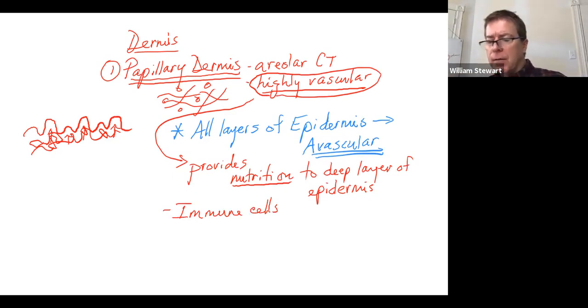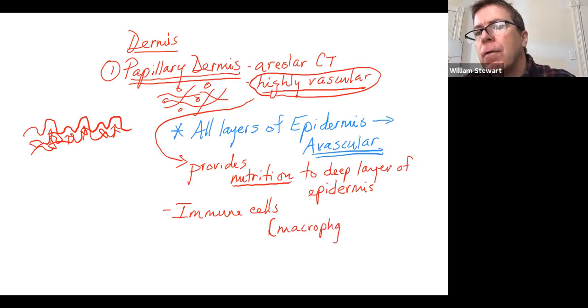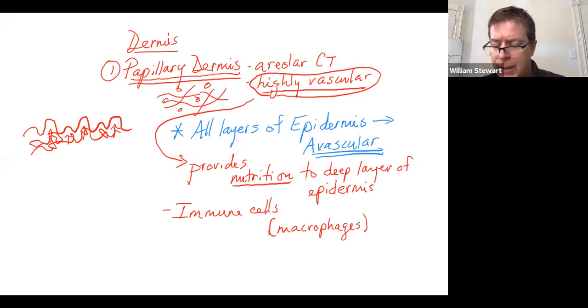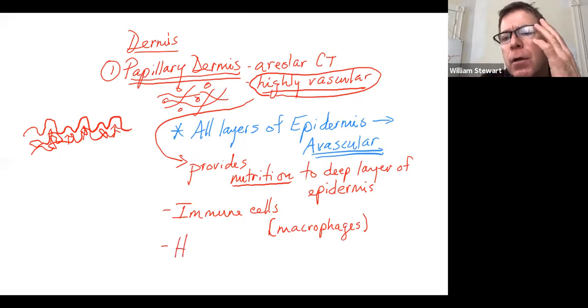Immune cells, things like macrophages, that help devour bad things that get into our skin. So the highly vascularized blood vessels provide nutrition to the deepest layers of the epidermis. And finally, the last function of this layer is to help secure superficial layers to deep layers.